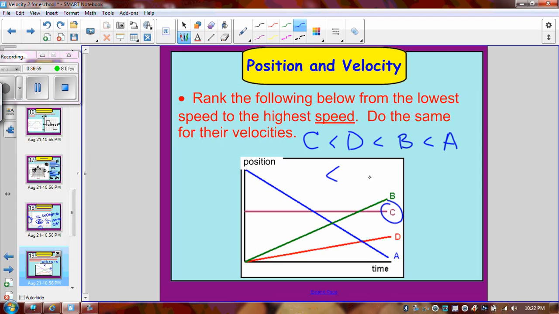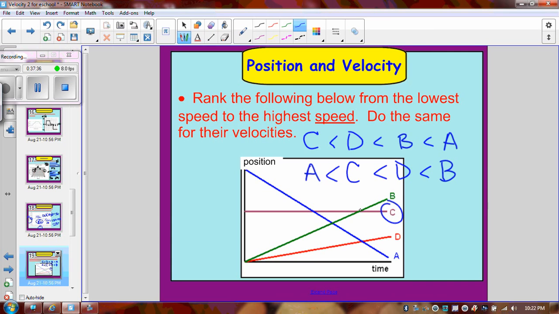Now let's do the exact same thing, but now we're going to look at velocity. Now sign does make a difference. So if we're thinking about that, I know C is horizontal, so it's neither negative nor positive. B and D are positive slopes, but A is a negative slope. So right away, I know A has the lowest velocity simply because of its negative slope. Then C would be the next lowest because it's 0. D then would be the next, and finally B would have the greatest velocity because it has the steepest slope in the positive region.